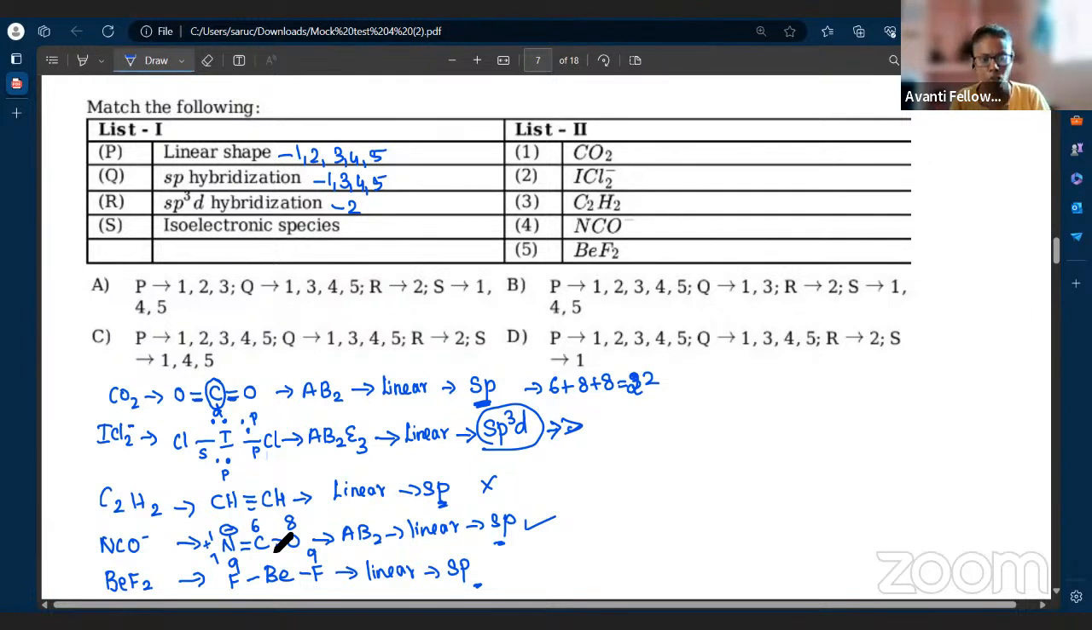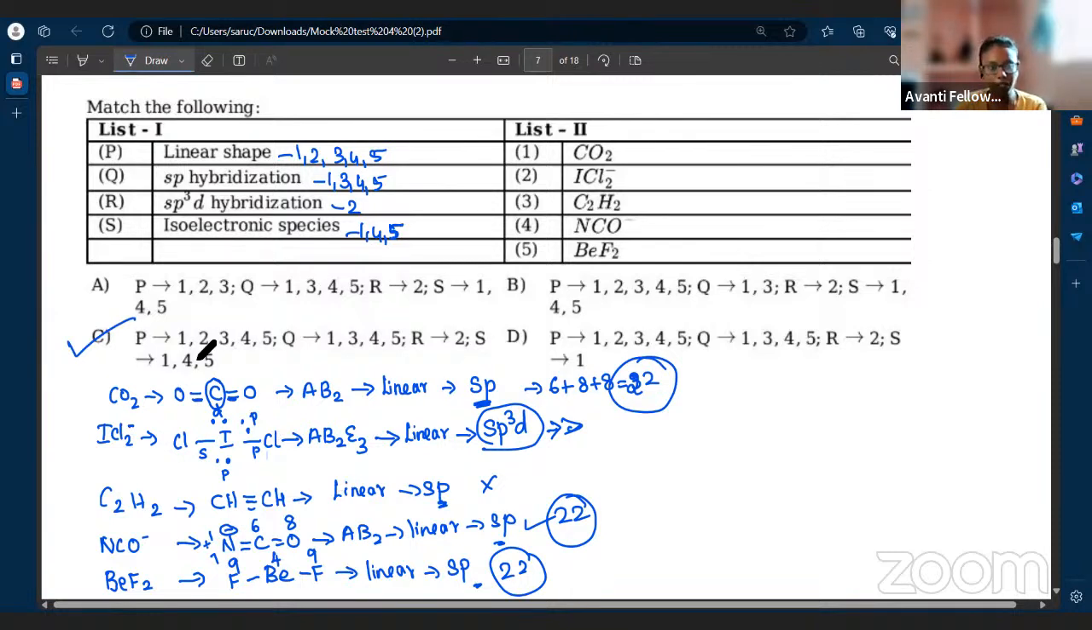Yes, fine. So now what is the atomic number of beryllium? It is 4. So 9, 4 is 13. 13 plus 9 again is going to be 22. So which all have the same number of electrons? 1, 4, and 5. Which option has all these things? 1, 3, 4, 5. Yes, it is going to be option C. So option C has all the things right.